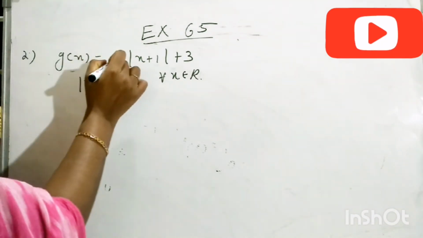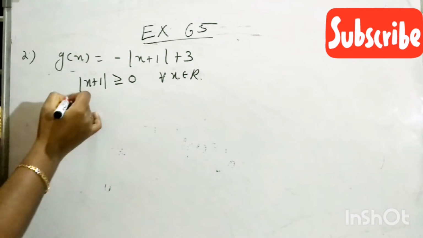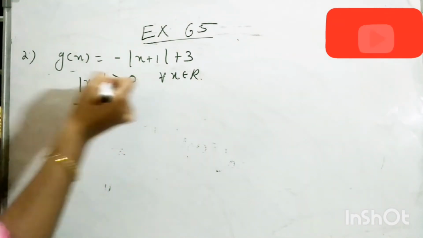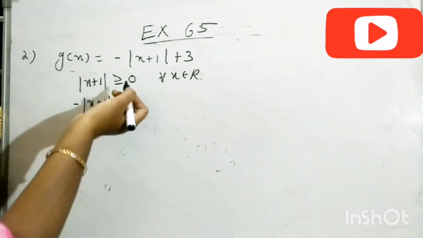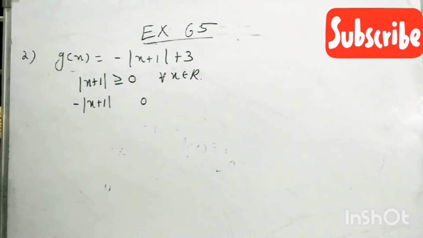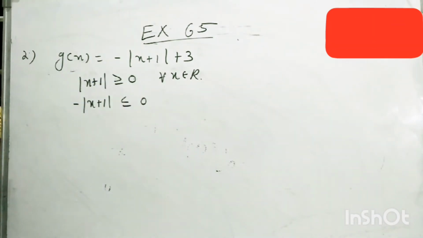Now I just need to get minus here, so just multiply this inequality throughout by negative. Then minus mod x plus 1. If you multiply with a negative, there is no change for the 0, but here we have a change for the sign. This becomes less than or equal to. If you multiply your inequality with a negative, that sign will change.